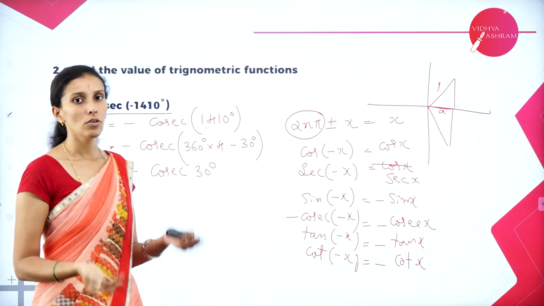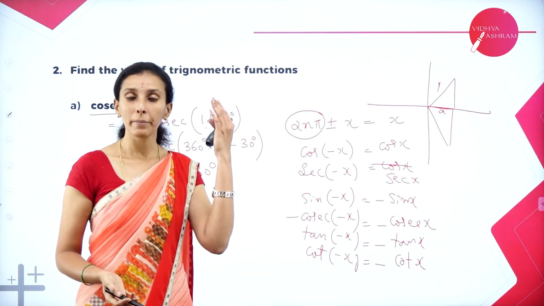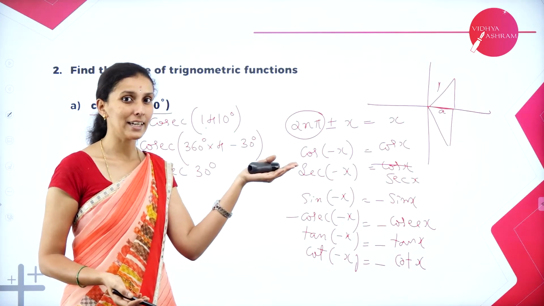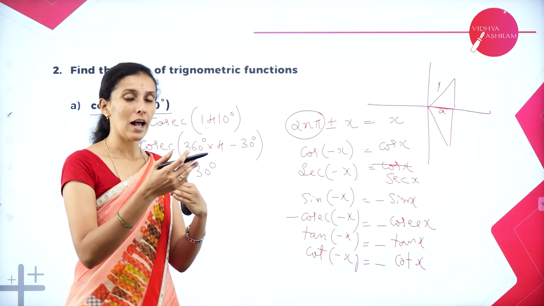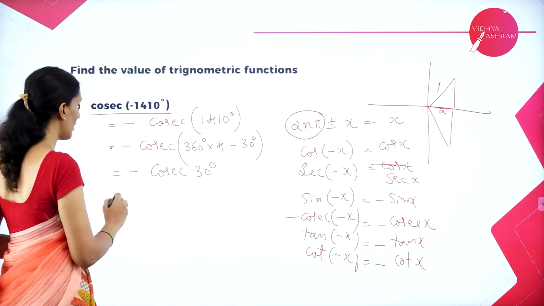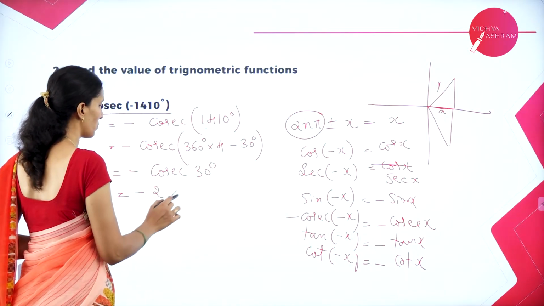I said if you don't know the value of cosecant 30 degree, remember the value of sine 30. What is sine 30 degree? It is half. Reciprocal of half is 2. So therefore your value of this is minus 2.